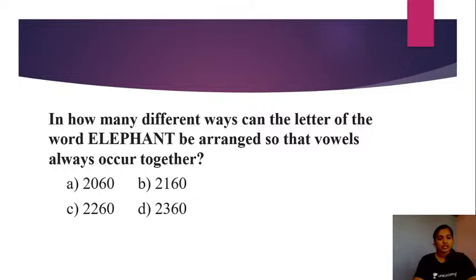So here you have the next question, students. In how many different ways can the letters of the word elephant be arranged so that the vowels always occur together? Okay, take a minute of time, students. Try figuring out how you can arrange. So the arrangement comes in picture with the permutation, right? So this question is regarding the arrangement here, that is permutation. So keep that in mind and try figuring out the answer. What would be the right answer here?